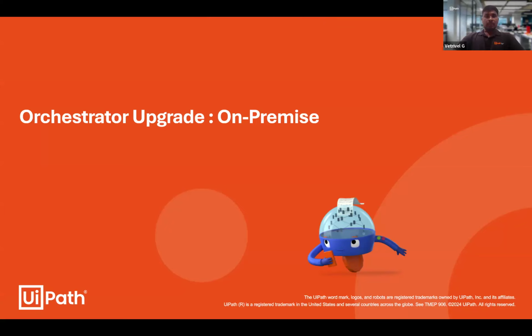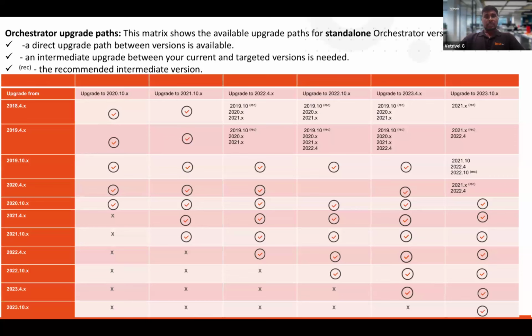I'm Vetrivel. I'm just covering the orchestrator upgrade on premise. So why do we need the orchestrator upgrade? Every product has a certain life cycle, so we need to maintain it. And suppose in the product we have any new features, we need to look for the upgrade. So for that we are planning to upgrade the on-prem orchestrator. We have the flavor called MSI. You can download it from the customer portal and you can directly upgrade the orchestrator.